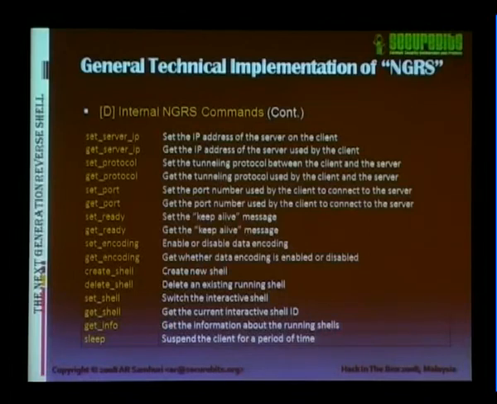Set encoding, get encoding: you can set or switch on, switch off encoding. Create shell, delete shell: you can create multiple shells. For example, when you establish the reverse shell connection the first time, you have only one shell. With the create shell command, you can create another shell. You issue create shell again, you have a third shell, and so on.